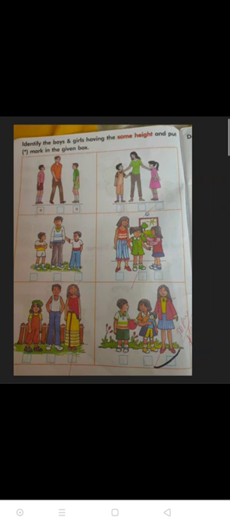Now look at here children. The first girl is short, the second girl is tall, and the third girl is short. Now who are having the same height? The first and third girl are having the same height. So you can put star to the first and third boxes. Yes children.